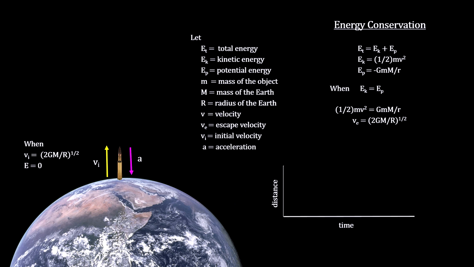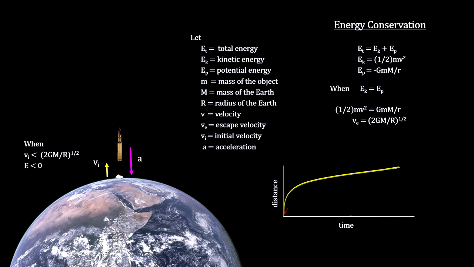The initial velocity that enables the object to escape the Earth's gravitational pull is called the escape velocity. It is the velocity that makes the system's total energy equal to zero, and the object will slowly approach a velocity of zero, but never quite reach it, and it will never return to the Earth.